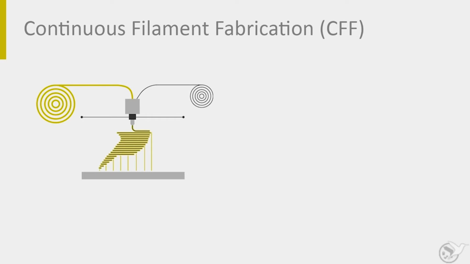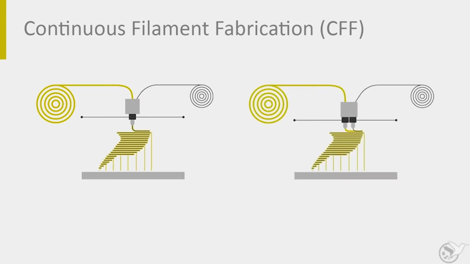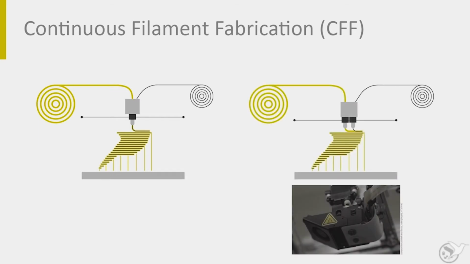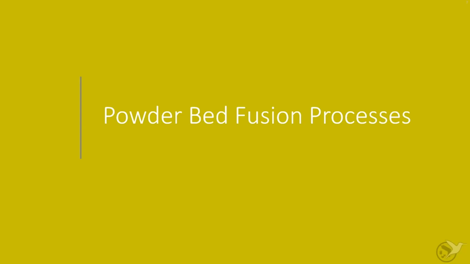Either a continuous strand of fiber material is fed into the same nozzle as the polymer matrix material and extruded, or a second nozzle is used to feed the fiber onto the build platform and fuse the fiber and polymer matrix material together. Both of these have the advantage of creating high-strength, high-stiffness structures because the fibers are continuous.